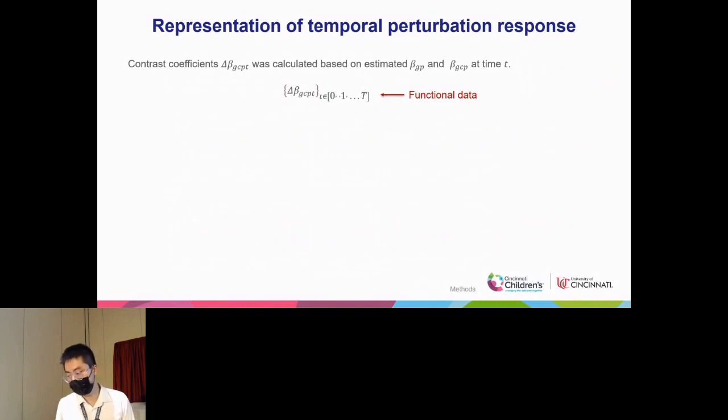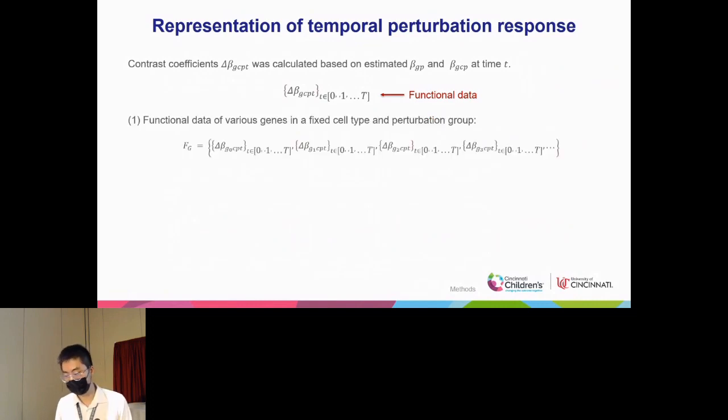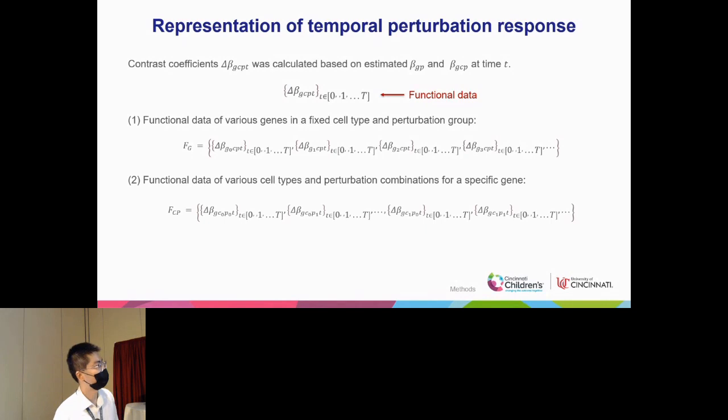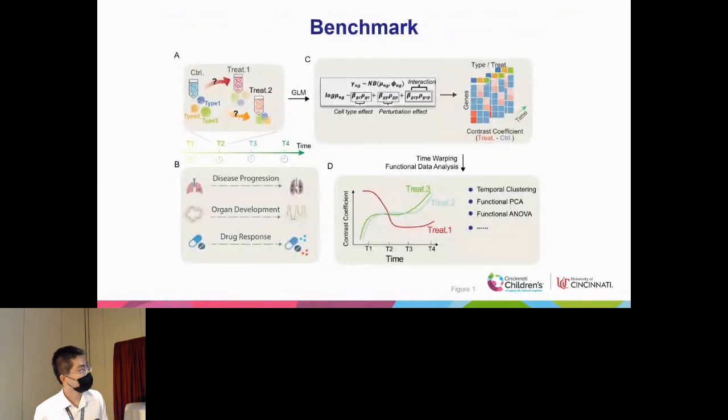And this functional data of perturbation effect can be used in two aspects. One aspect is that people can concatenate different genes for a specific cell type and perturbation group and see what the temporal variation is between different genes. And we define it as FG. And some people may be interested in looking at the variation of a specific gene across different cell types and perturbation combinations. And this is also enabled using this definition in the second algorithm. And this is coming back to the workflow.